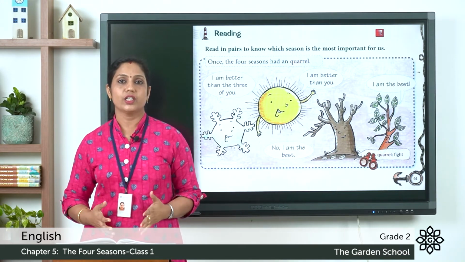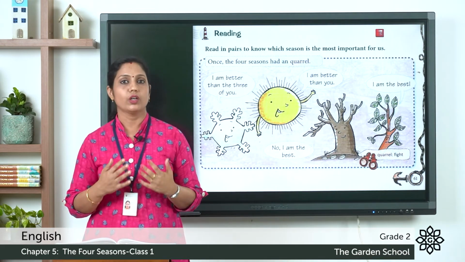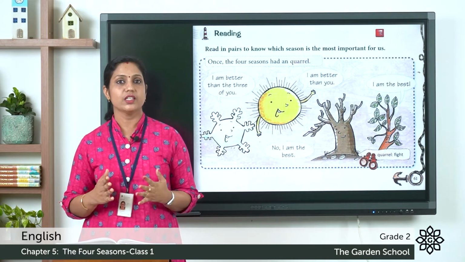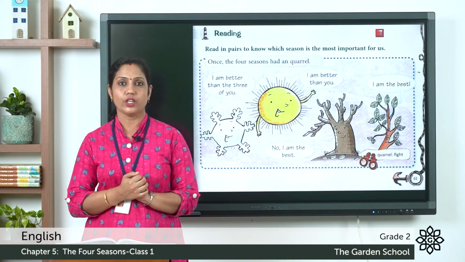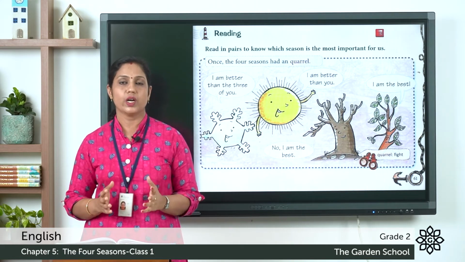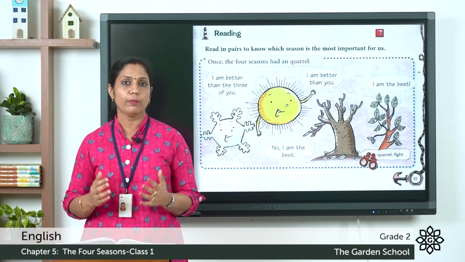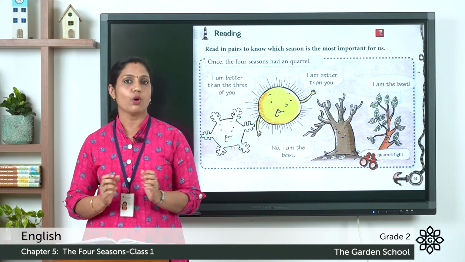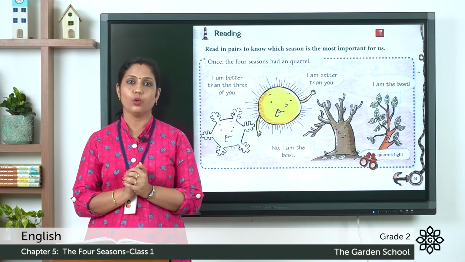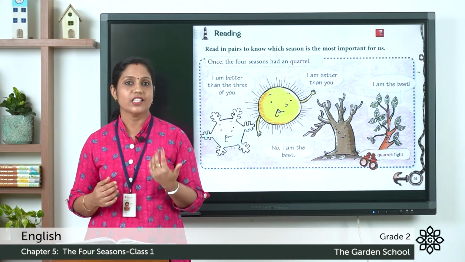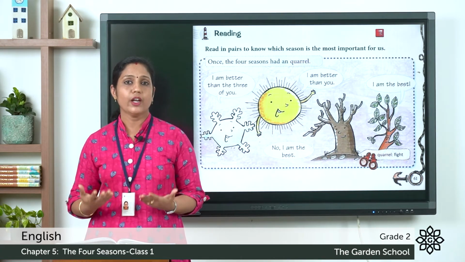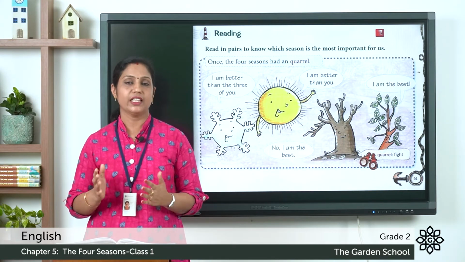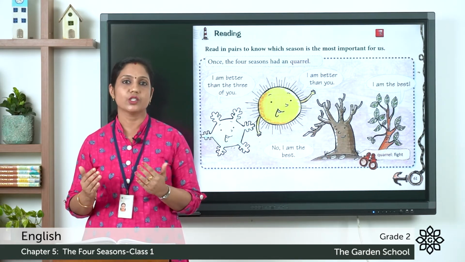Here we are going to learn about the 4 seasons. What are the 4 seasons? Winter, spring, summer and autumn. And we know that each one has its own specialty, its own importance. In summer it's so hot and in winter it's so cold. And what about spring? In spring flowers bloom. And in autumn, the trees shed their leaves. So each one has its own importance.